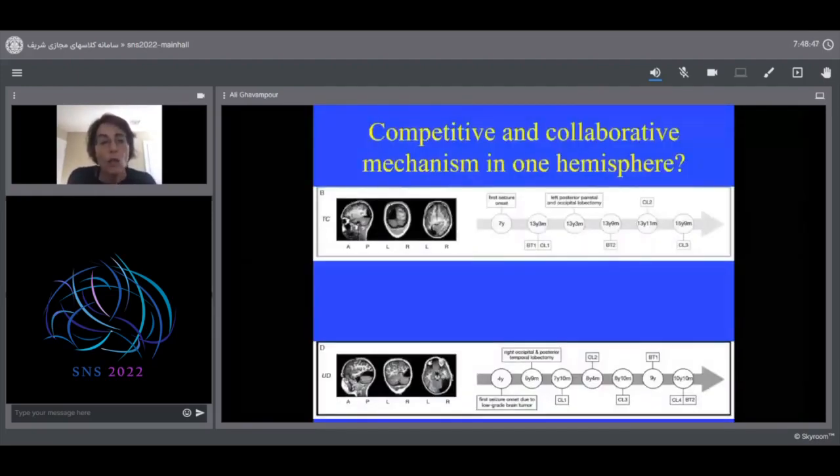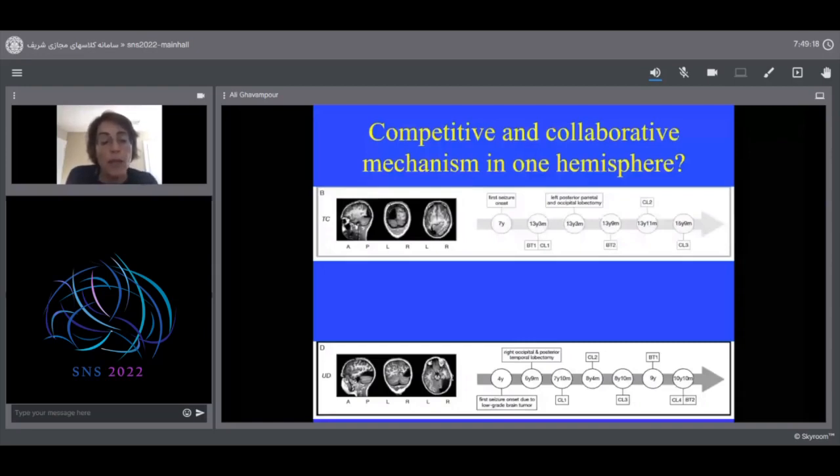What I haven't shown you, though, is the mechanism that I have suggested, and that is that there is competition and cooperation across the two hemispheres in the normal population. And now the question is, do we see these same kinds of competitive and cooperative mechanisms just in a single hemisphere? So I'm going to, in these last few minutes, show you some longitudinal data from individuals.